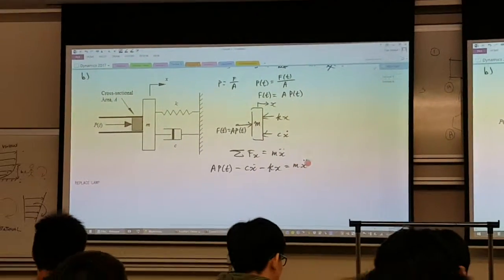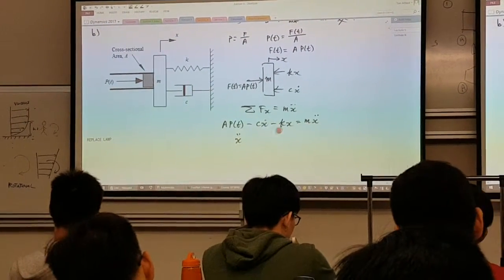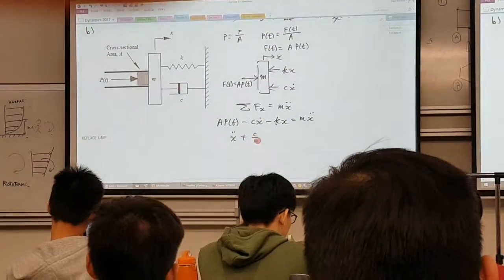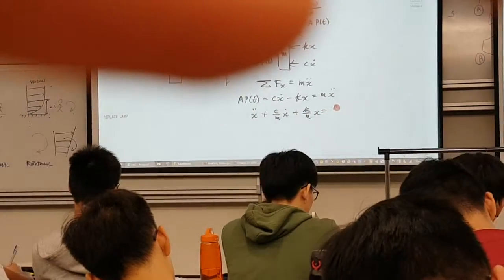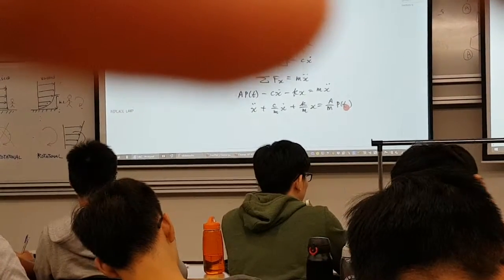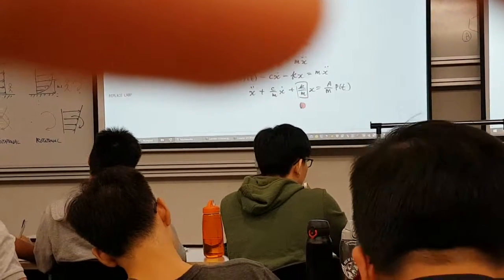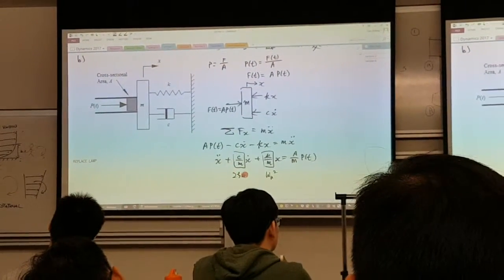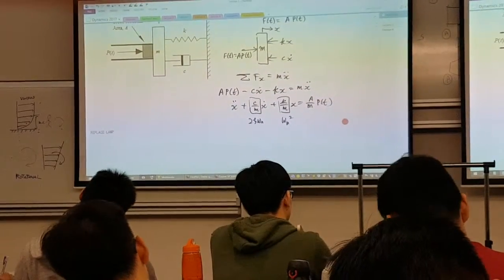I can simplify this expression, taking x double dot and then dividing throughout by m, then I'll get the following expression, equal to A over m P(t). It's readjusting everything. So this part will be equal to omega n squared, and this is the part that will be equal to 2 zeta omega n. The coefficients of a second order differential equation.